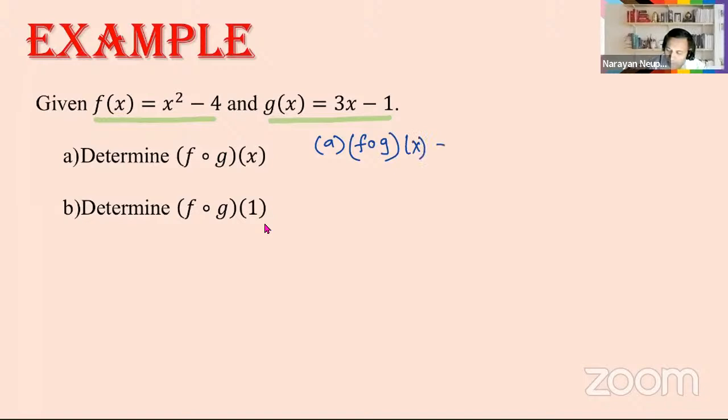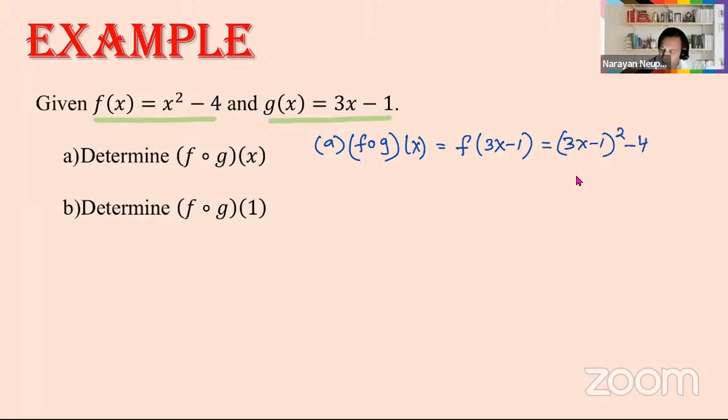That is the same as f of g of x. G of x is the inside function, and g of x is 3x minus 1. Now, what we know is the function f squares the value in the domain and then reduces that by 4. So f of 3x minus 1 follows the same procedure. It will square this value and reduce by 4. So it will be 3x minus 1 squared minus 4.